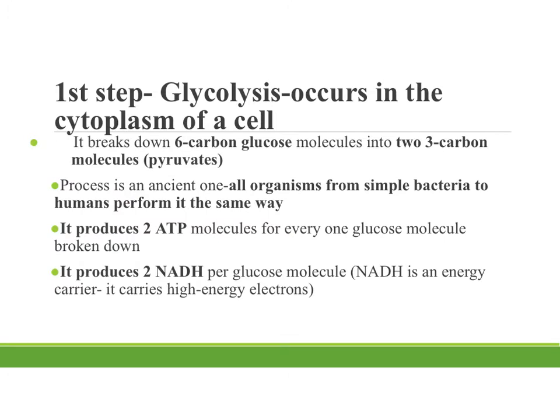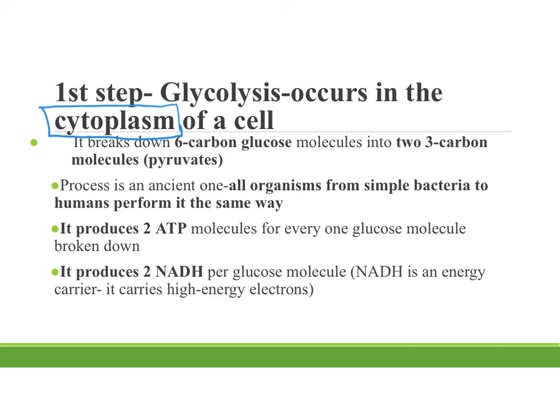All right, so the first step is called glycolysis. Glycolysis occurs in the cytoplasm of a cell. So make sure you have cytoplasm in your notes for location. And what happens during glycolysis is that we take the 6-carbon glucose and we break it down into 2 molecules called pyruvate. And those molecules, the pyruvate, it's made of 3 carbons. Okay, so into 2 3-carbon molecules called pyruvate.